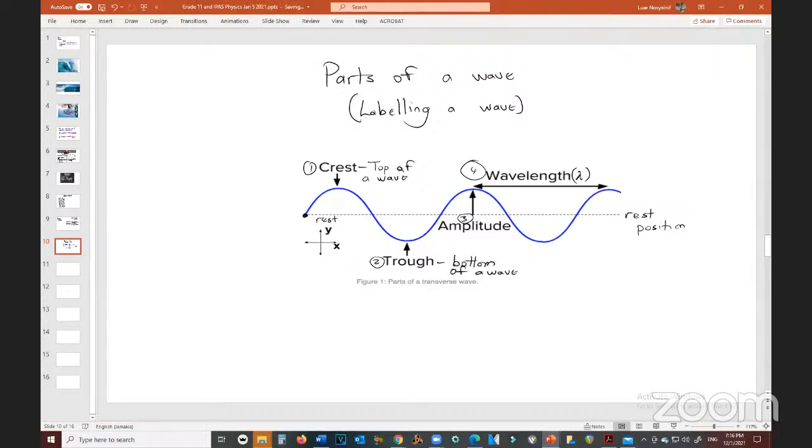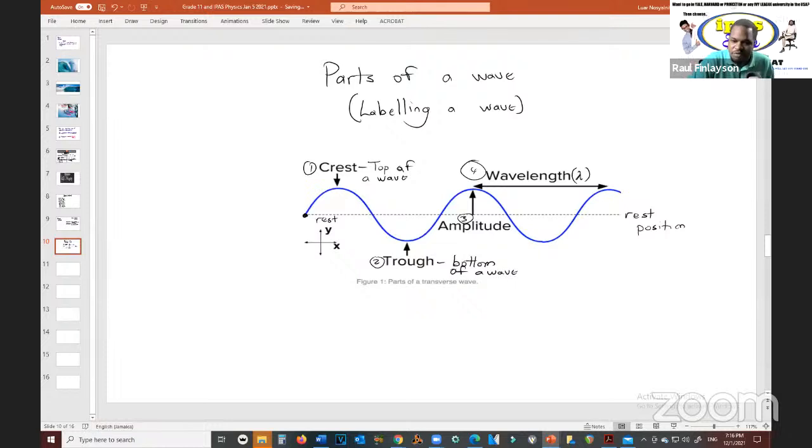All right. So the crest is the top of the wave, trough is the bottom of the wave, amplitude is the maximum disturbance. So the maximum displacement from the rest position. That's what you'd have for your definition here. And of course, we're going to look at wavelength.